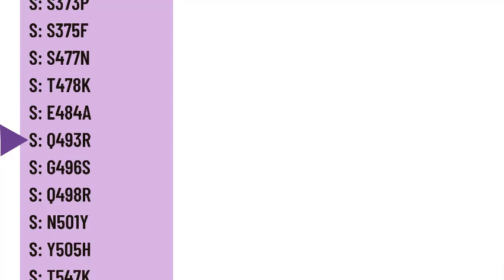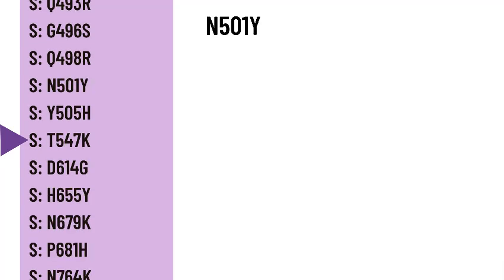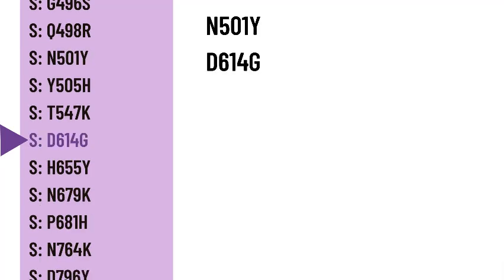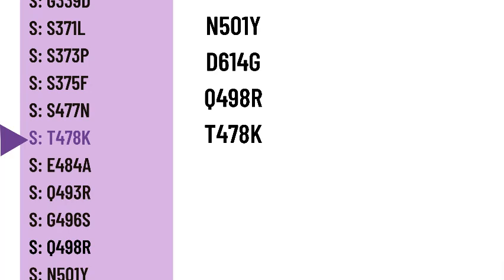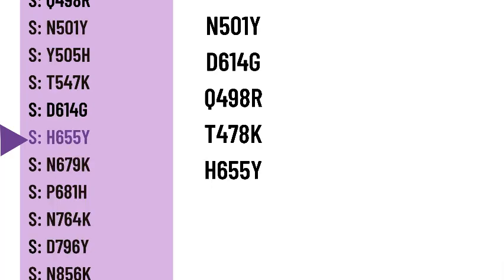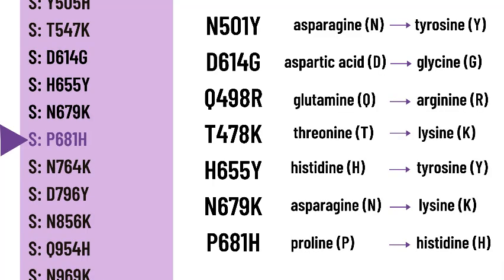The most notable examples are the mutations that allow increased binding of the spike protein to host cells, including N501Y and D614G mutations, which are common in other variants of concern including alpha and gamma variants, Q498R, T478K, H655Y, N679K, and P681H mutations, with amino acid substitutions as listed.